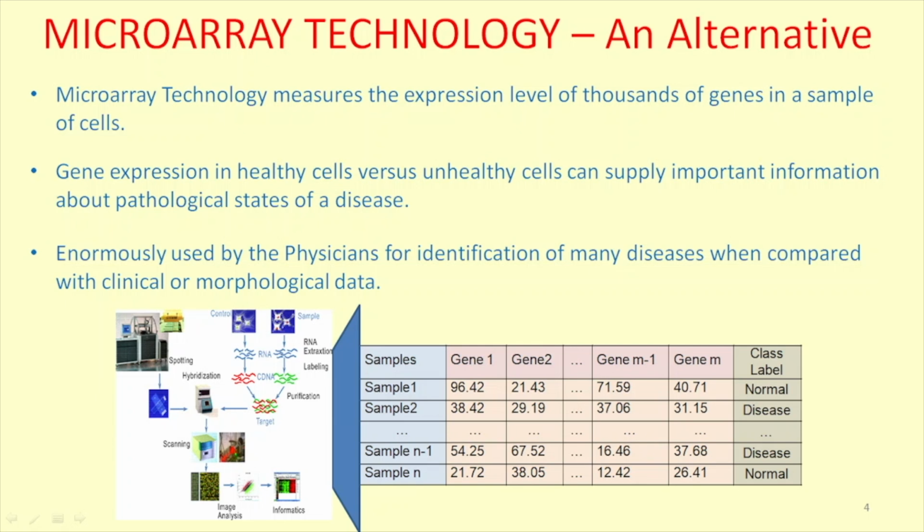So, one technology has come into existence. That technology is called microarray technology, using which we can read the genetic expressions. From the genetic expressions, we may come to know which genes are responsible for causing diabetes. Actually, microarray is a technology that measures the expression level of thousands of genes in a sample of cells. The gene expressions of a healthy cell as well as non-healthy cells will give promising information. Using that, we can go for any kind of disease prediction at the genetic level. Nowadays, this technology is enormously used. Of course, this technology is not that much used recently.